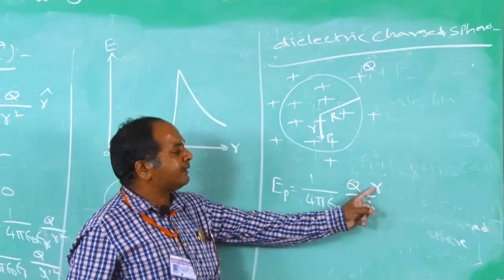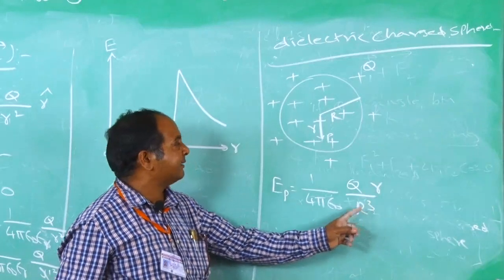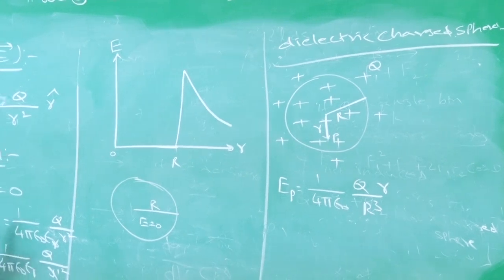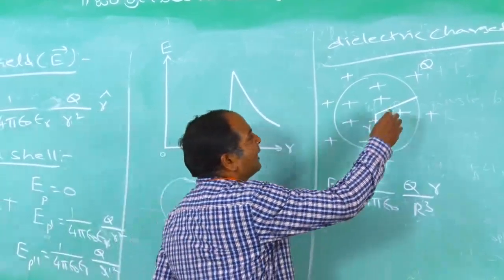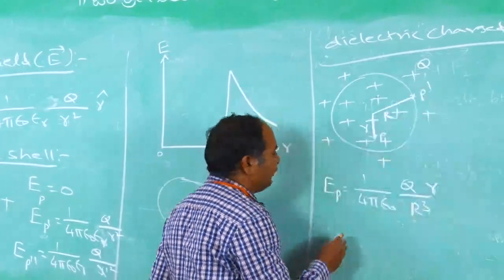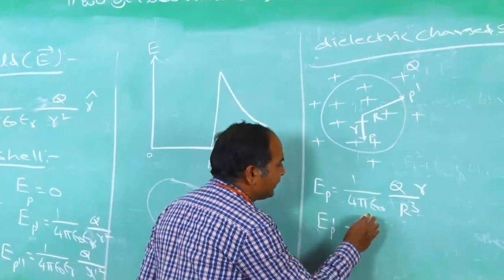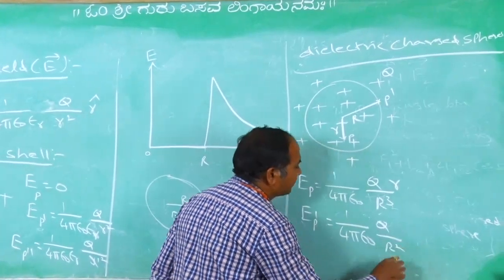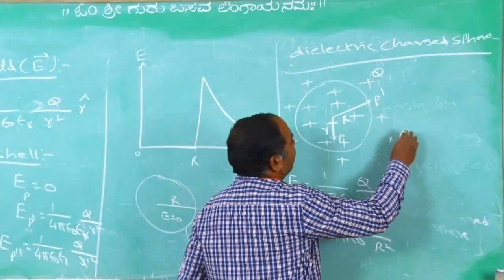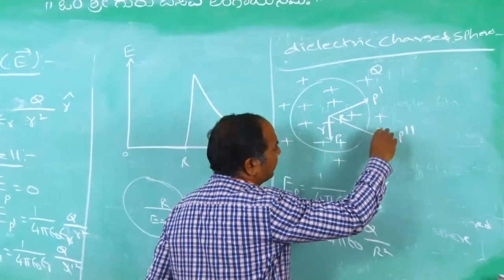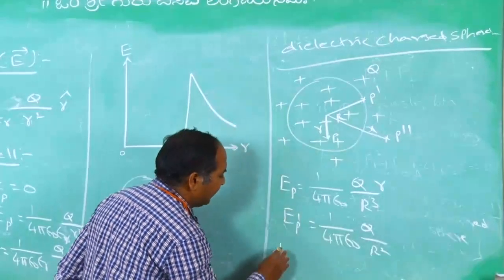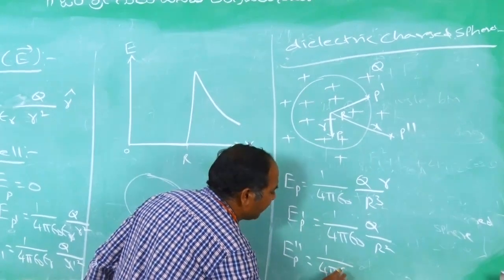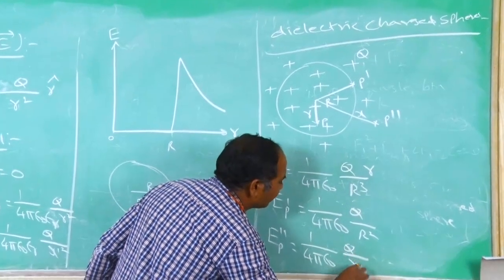Suppose small r is equal to capital R, then one cancels, and it becomes 1 by 4 pi epsilon r cube by R square. Suppose P dash is on the sphere, then EP dash is equal to the general formula 1 by 4 pi epsilon naught q by R square. Suppose P double dash is an outside point at a distance x, then EP double dash is equal to 1 by 4 pi epsilon naught q by x square.